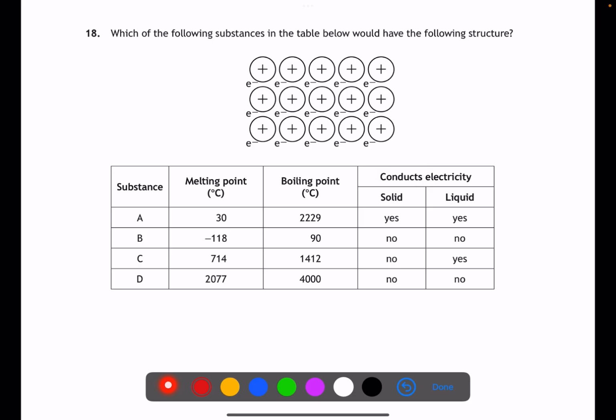Question 18. Which of the following substances in the table below would have the following structure? So this structure here is showing you some positive ions surrounded by delocalized electrons. This means that this structure is metallic. Metals will always conduct electricity, so we're going to have a look at this column here, and we're looking for one which conducts electricity as both a solid and a liquid, which is A.